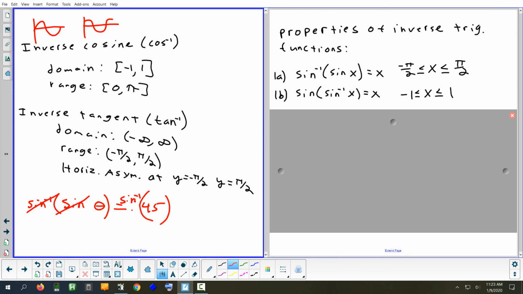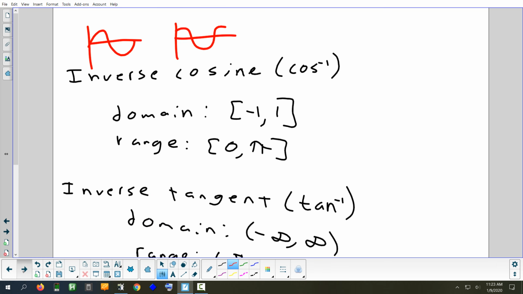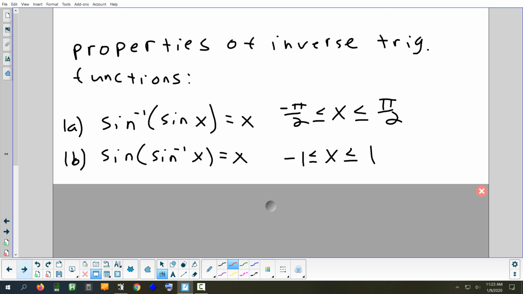The inverse was always on the outside. So this formula is saying that inverse sine and regular sine will cancel each other out. I wouldn't write that in your notes, then you won't be able to read them. But they will cancel each other out, and the answer that you get is whatever is sitting right there, as long as you plug something in between negative pi over 2 and positive pi over 2.